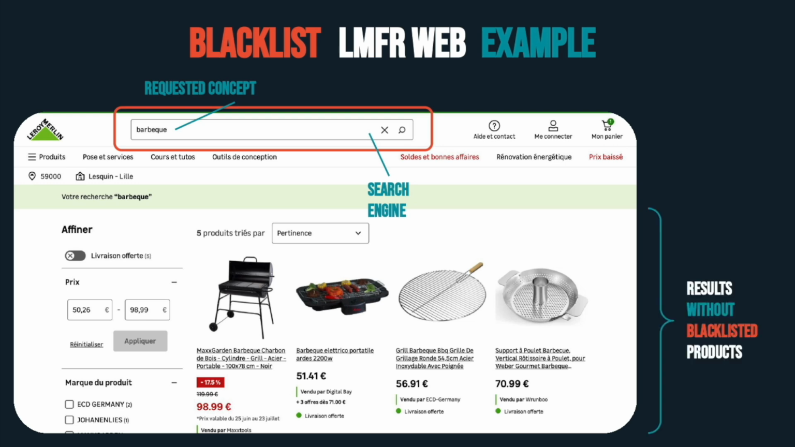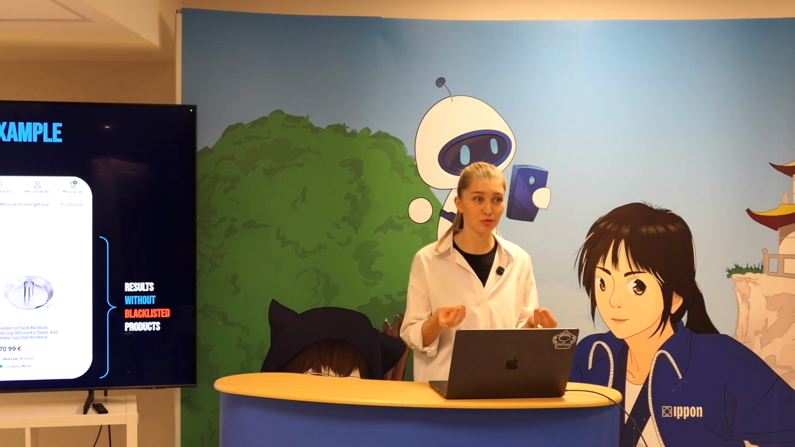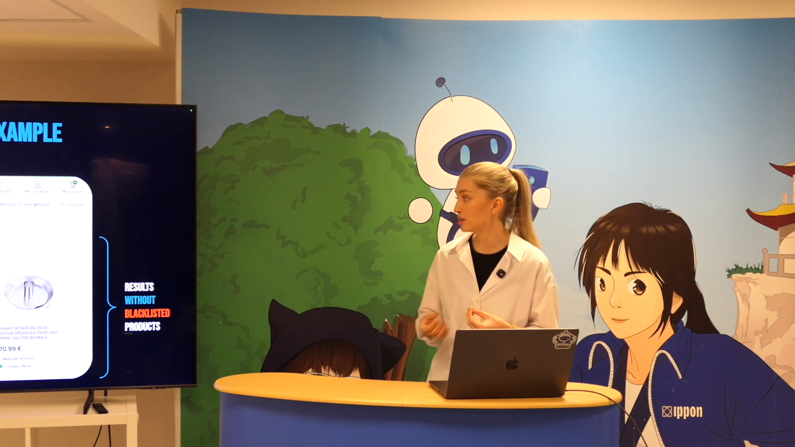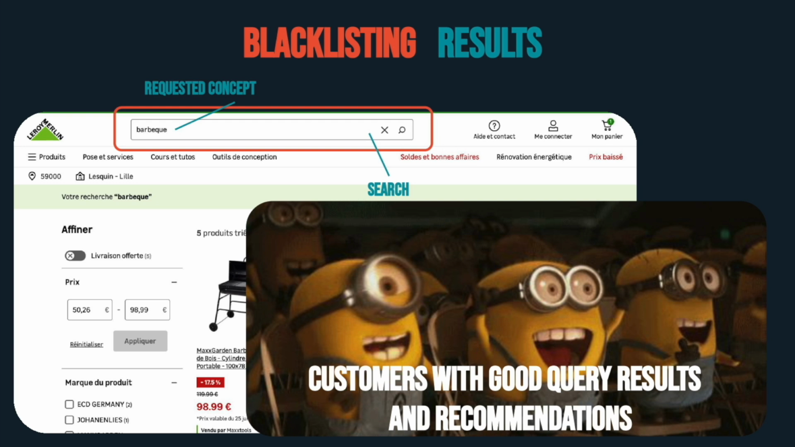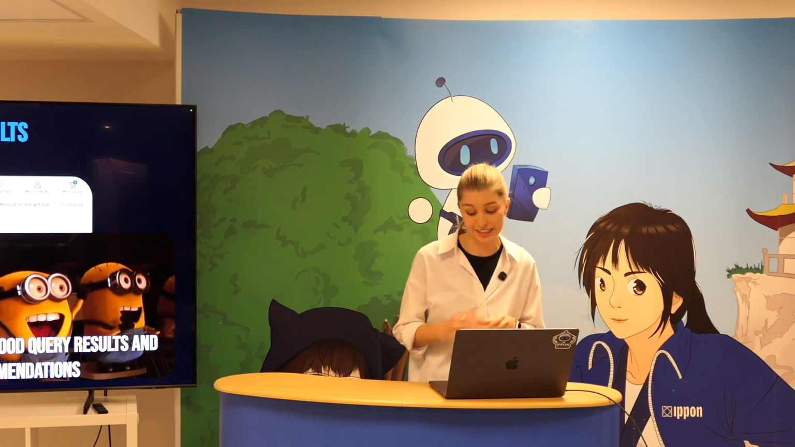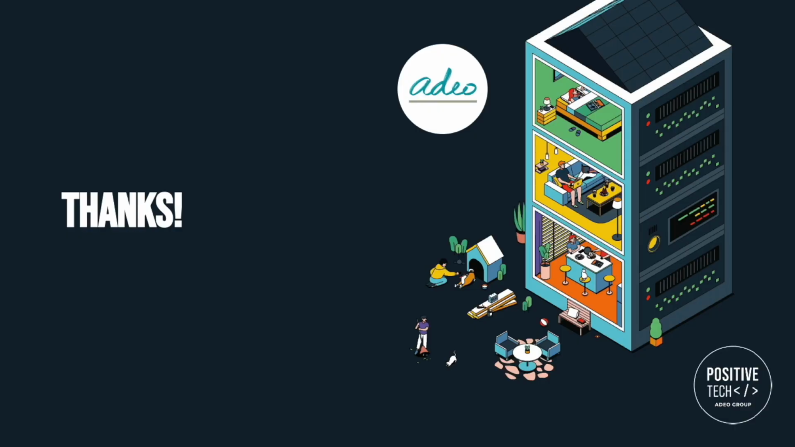As a result, you have results without the blacklisted products. It's like the shadow result for the customer. The customer is just happy because it's what he or she wanted, but there was a huge amount of work behind it. So we have a customer with good queries and good recommendations, and thanks to Leroy Merlin, they will return next time. Thank you.